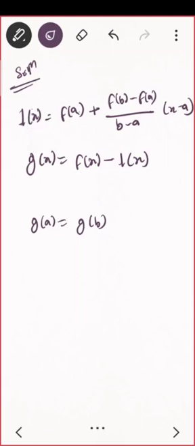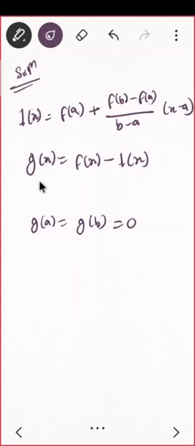What is g of a? It will be f of a minus L of a. That is f of a, and here 0 will come, correct? So that will give me 0. So g of a is 0. What is g of b? It will be f of b minus f of a plus b minus a; this will get cancelled, I am having f of a, and that also cancels, I will be getting f of b. So f of b minus f of b, that is again giving me 0. Do you see?